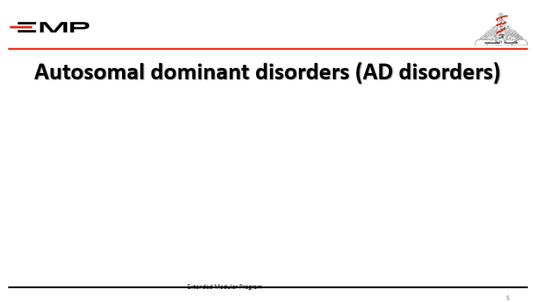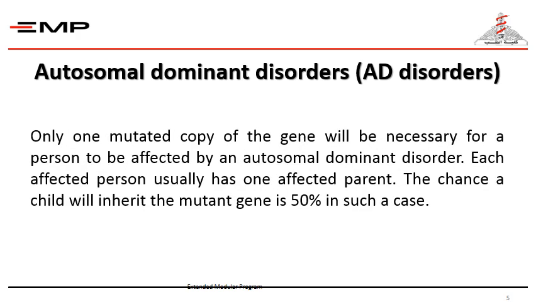In autosomal dominant disorders, only one mutated copy of the gene will be necessary for a person to develop such disorders. Each affected person usually has one affected parent. The chance that a child will inherit the mutant gene in such a condition is 50%.